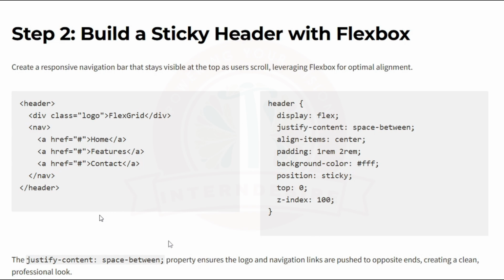Justify content and space between property ensures that the logo and navigation links are pushed to opposite ends, creating a clean professional look. So display flex, justify content space between, align items center. Padding will be 1 rem and 2 rem. Background color will be white. Position will be sticky, top 0, and z-index.